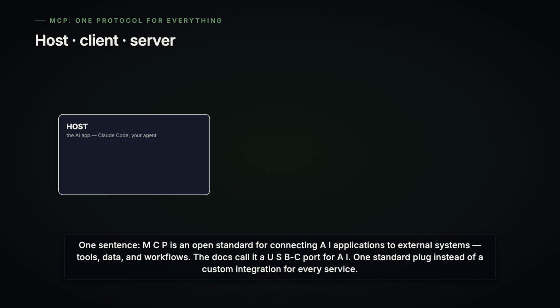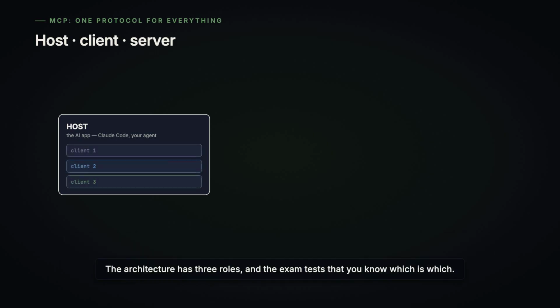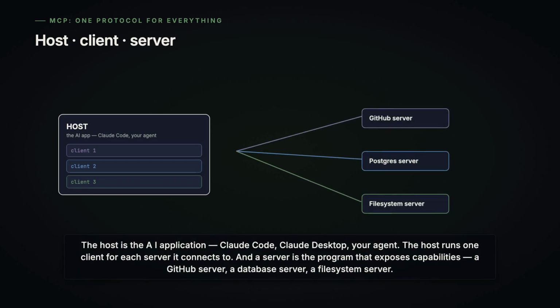One standard plug instead of a custom integration for every service. The architecture has 3 roles and the exam tests that you know which is which. The host is the AI application, Claude Code, Claude Desktop, your agent. The host runs one client for each server it connects to. And a server is the program that exposes capabilities, a GitHub server, a database server, a file system server.